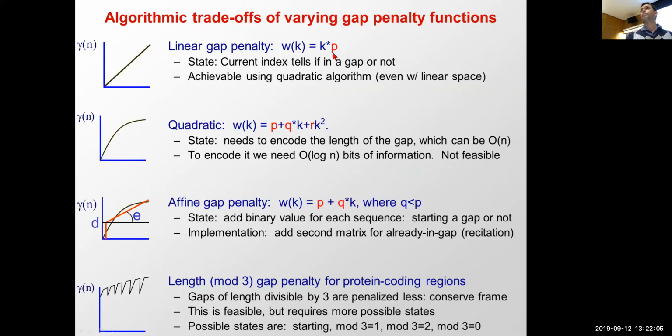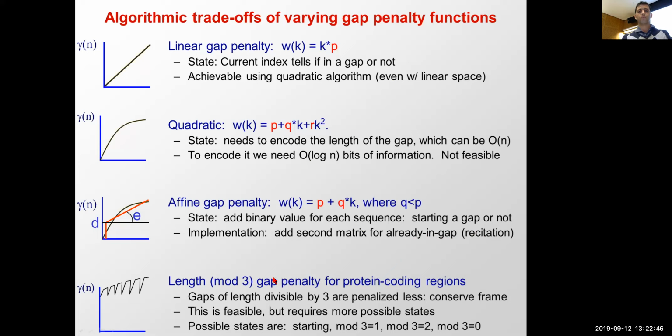The quadratic gap basically says that I will pay a penalty for starting a gap, and then maybe diminishing return or a diminishing cost as I go to greater and greater gaps. But that's very expensive. That requires a cubic algorithm. But I could basically say I have a penalty for opening a gap and then a linear penalty thereafter. And this is doable by adding a second matrix for remembering if I'm already in the gap, okay? And we talked about that in a lecture on Tuesday, and you can also see it in recitation, okay?